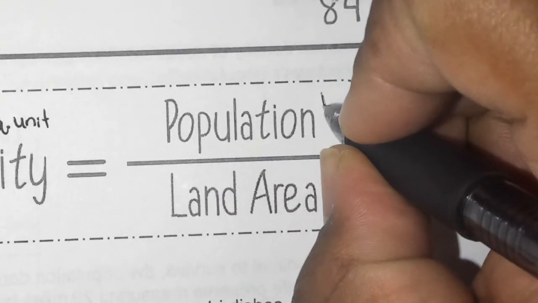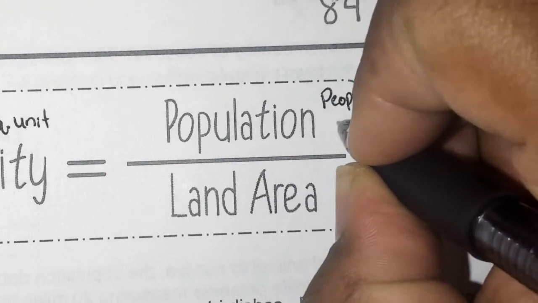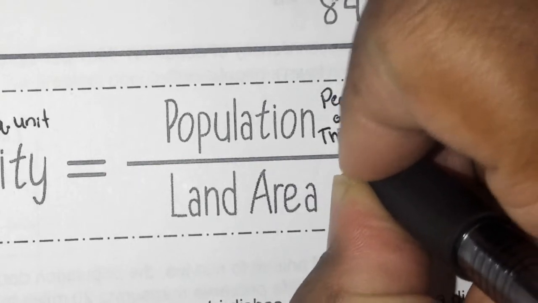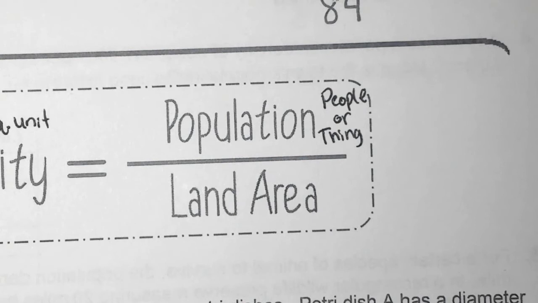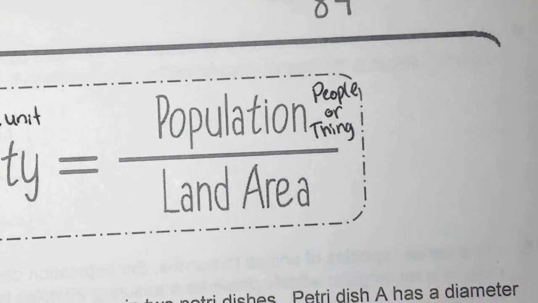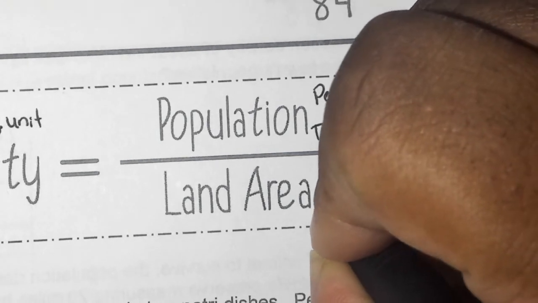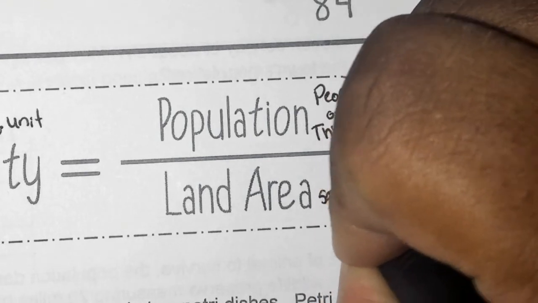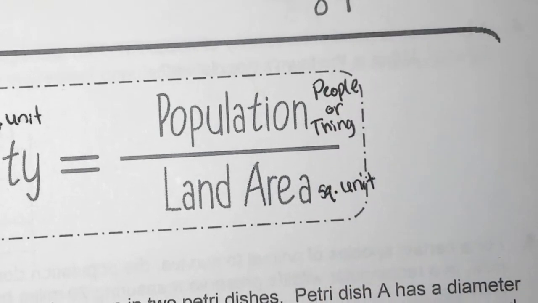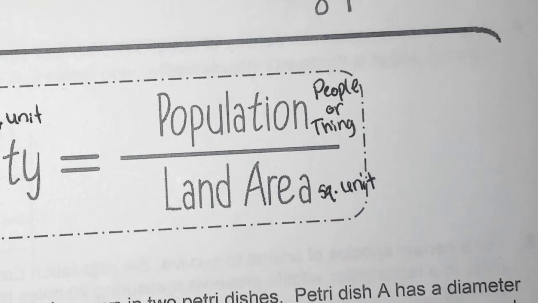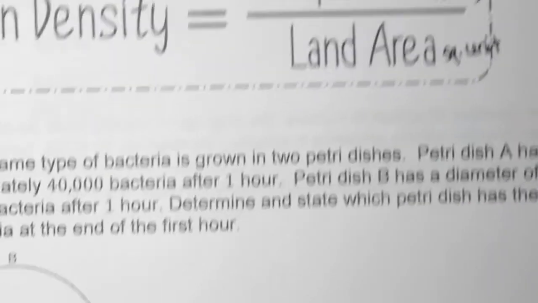Population will be the amount of people or the amount of something that they give you. And then last, your area is going to be your square units. So whatever they give you, that's for your area. All right, let's do it. Let's do the first one.